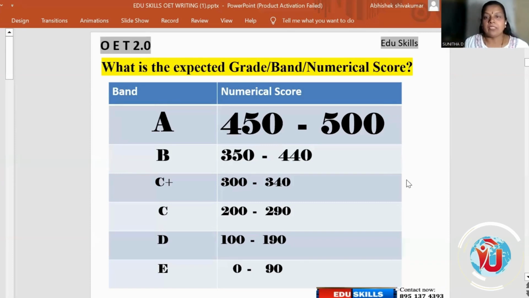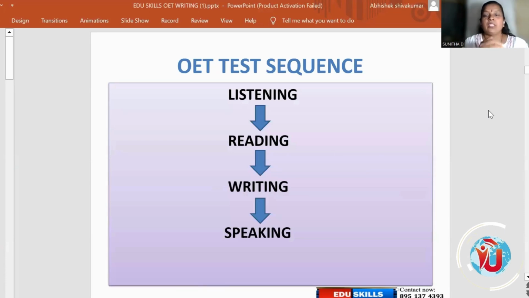The expected grade, band or numerical score for the OET writing subtest is always 450 to 500, or band A. The OET test sequence: first listening and reading, after that writing, and after that speaking. That is the sequence of the OET test. So today we are discussing the OET writing subtest.